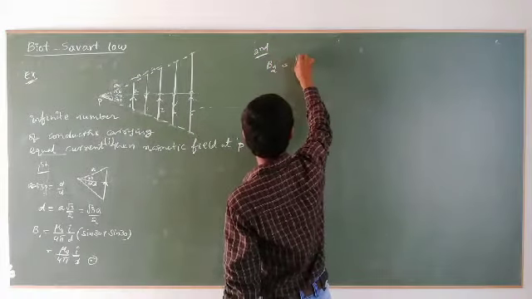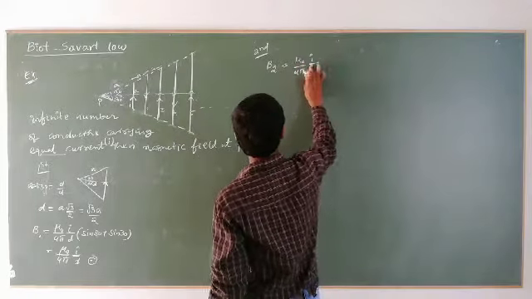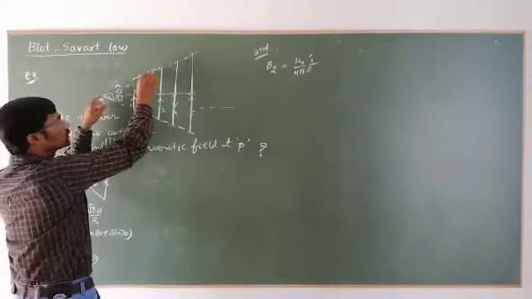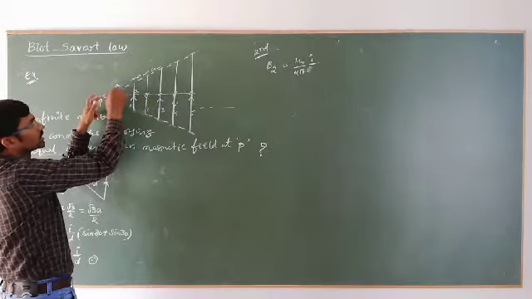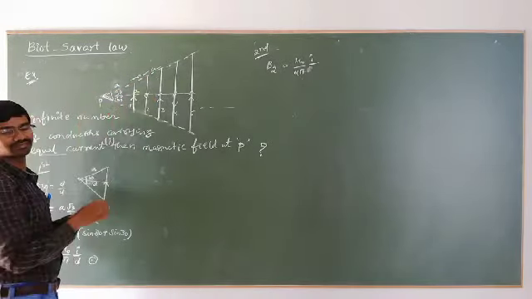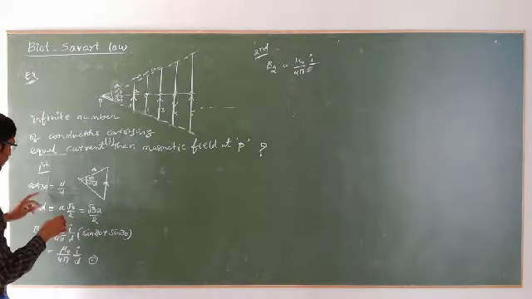B2 is equal to mu naught by 4 pi I by D. So D here we have A plus A, 2A. From here to here what do we have? 2A cos theta. D1 is equal to A cos theta.